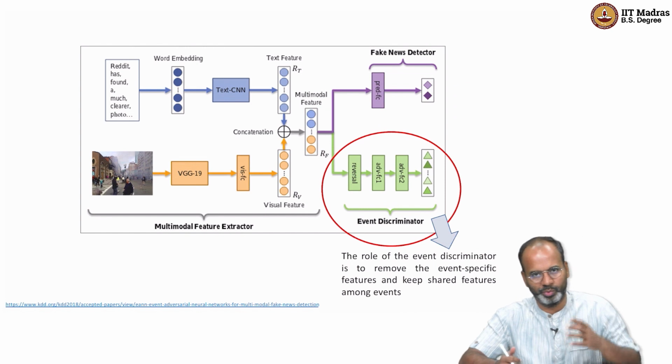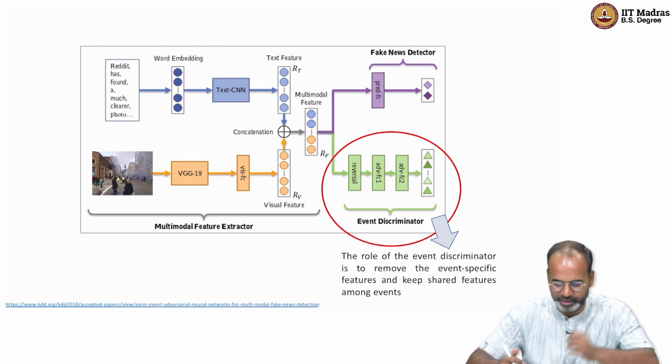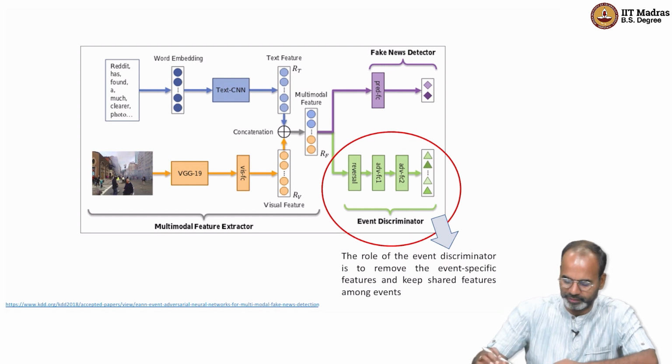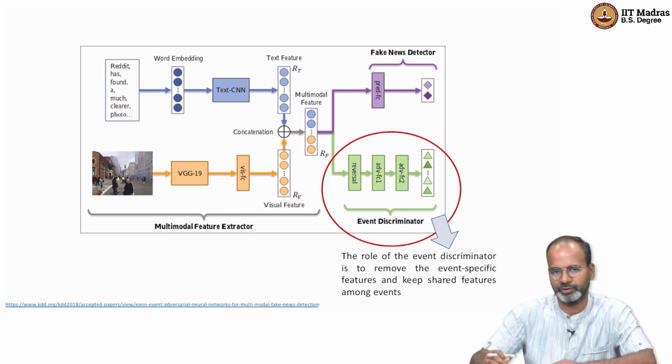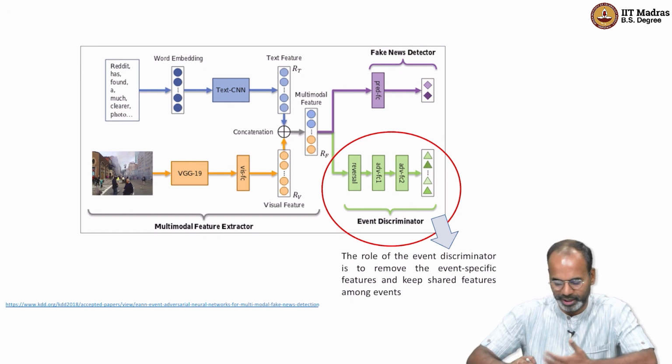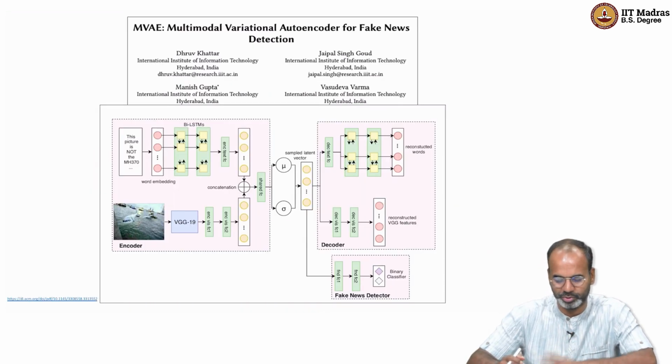So I'll show you what I meant now. The role of the event discriminator is to remove the event specific features and keep the shared features among events. That's protest, remove the protest. Cricket match, remove the cricket match.